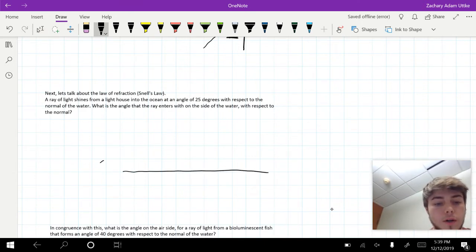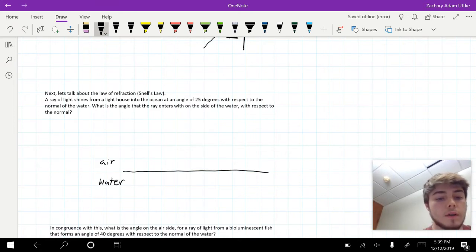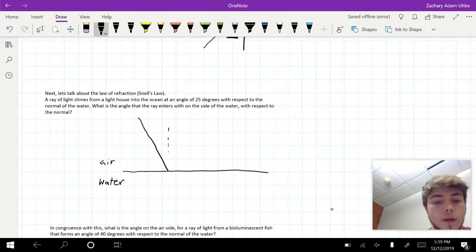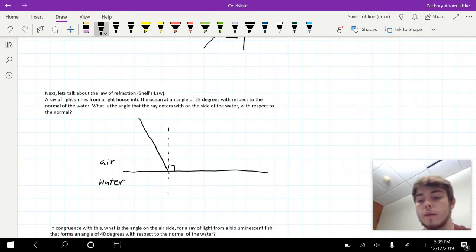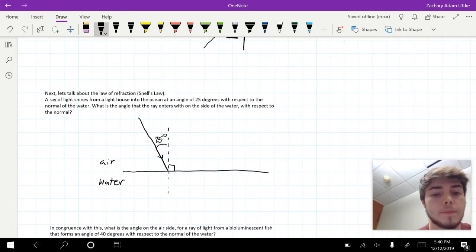So let's say that this is our water, and here we have air, and then water, and then a ray is shining down like this. And the normal is a perpendicular line to the surface of the water, and an angle of 25 degrees is made, like that. And our question is, what is the angle that the ray enters with on the side of the water with respect to the normal? So we're looking at what is going to be this angle.